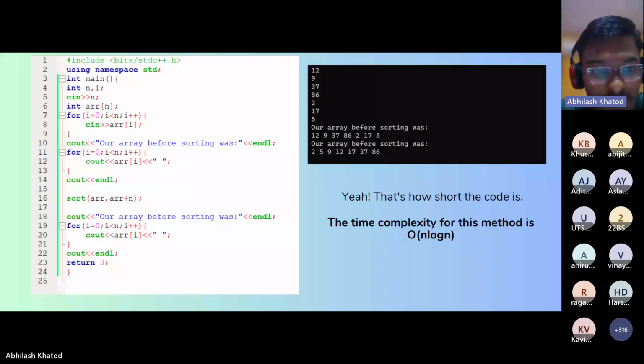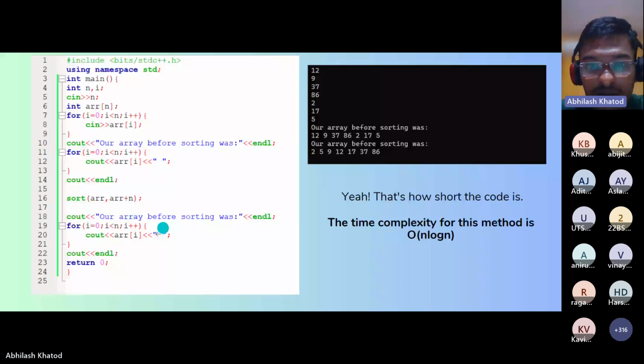Lines 11, 12, 13, we are just printing out the array which we have taken. As you can see, on line 10, our array before sorting was printed, and lines 11, 12, 13 print it out. Then line number 16 is most important. What we have learned theoretically is sort(r, r + n), which will sort the array.